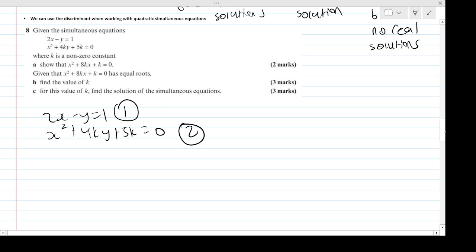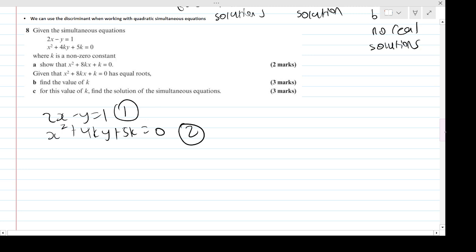Okay, but we notice it's a bit awkward because we have this extra number k. Now k is different to x and y. We're solving for x and y, but k is like a coefficient. It's just a hidden coefficient. It's a constant. We're not solving for k, but k is just a hidden constant.